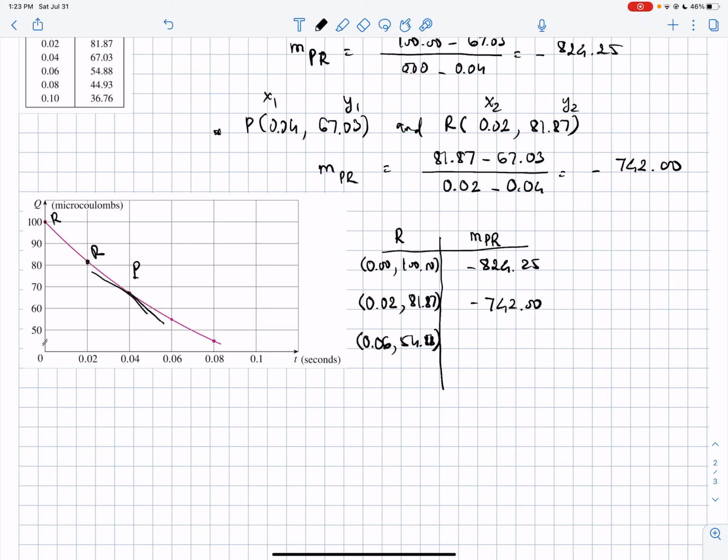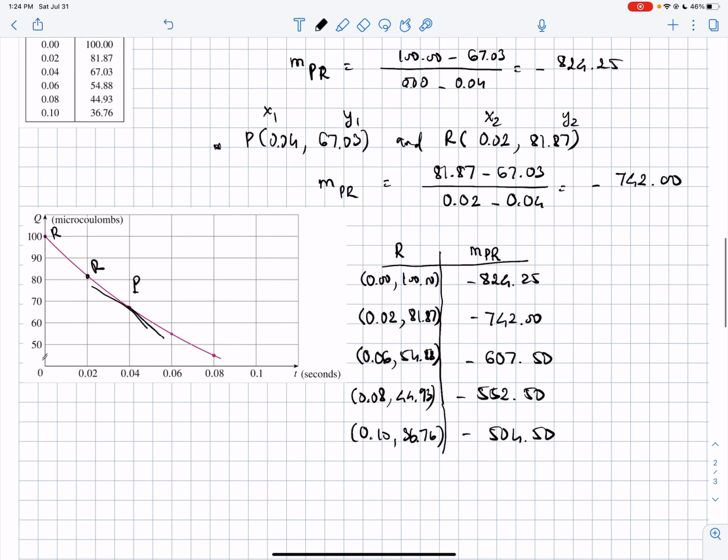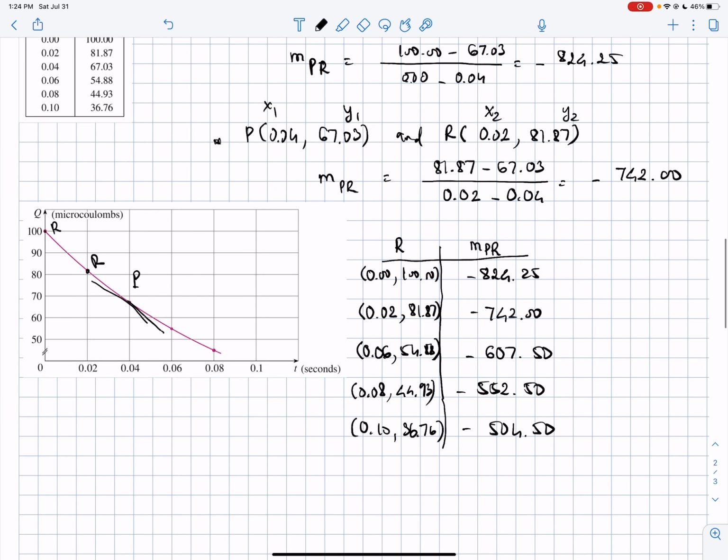Now continue. R at 0.06, 54.88, and 0.08, 44.93, and 0.10, 36.76. Then the slopes will be negative 607.50, negative 552.50, negative 504.50. Okay, you will follow the same process to calculate the other points. So let's look at the result for the slope of the secant line.